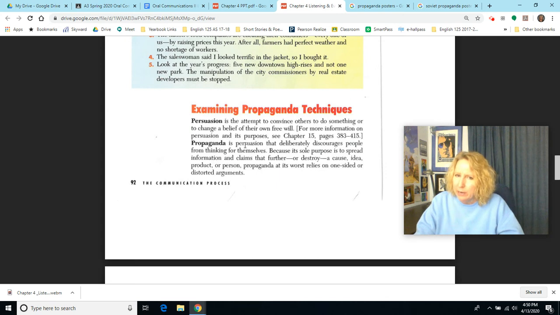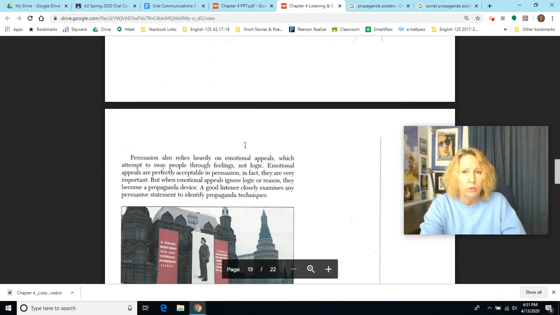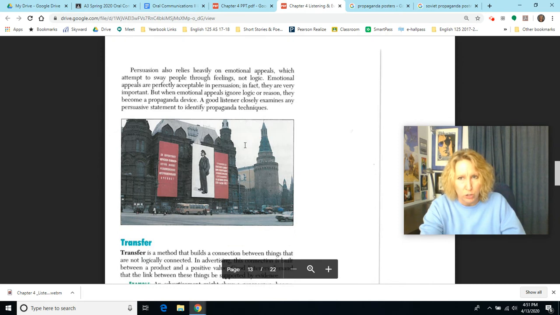It says propaganda is a persuasion that deliberately discourages people from thinking for themselves. And because its sole purpose is to spread information and claims that further or destroy a cause or an idea or a product or even a person, propaganda at its very worst relies on one-sided or distorted arguments. And typically when I am in my classroom and I am showing examples of propaganda, what I really like to do is show you propaganda posters, but I won't show you all of them. You can do that on your own. But let's look here first.